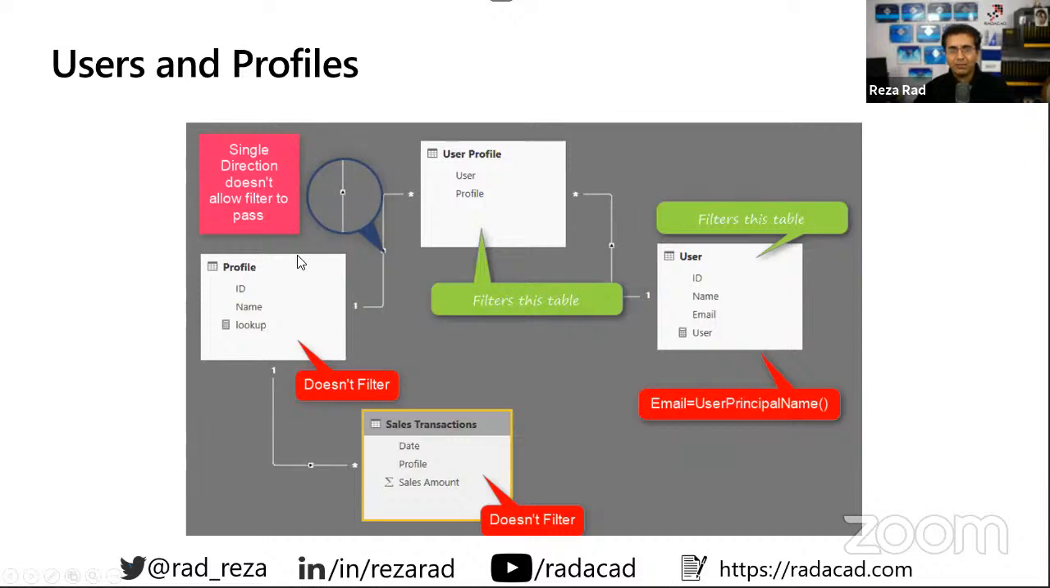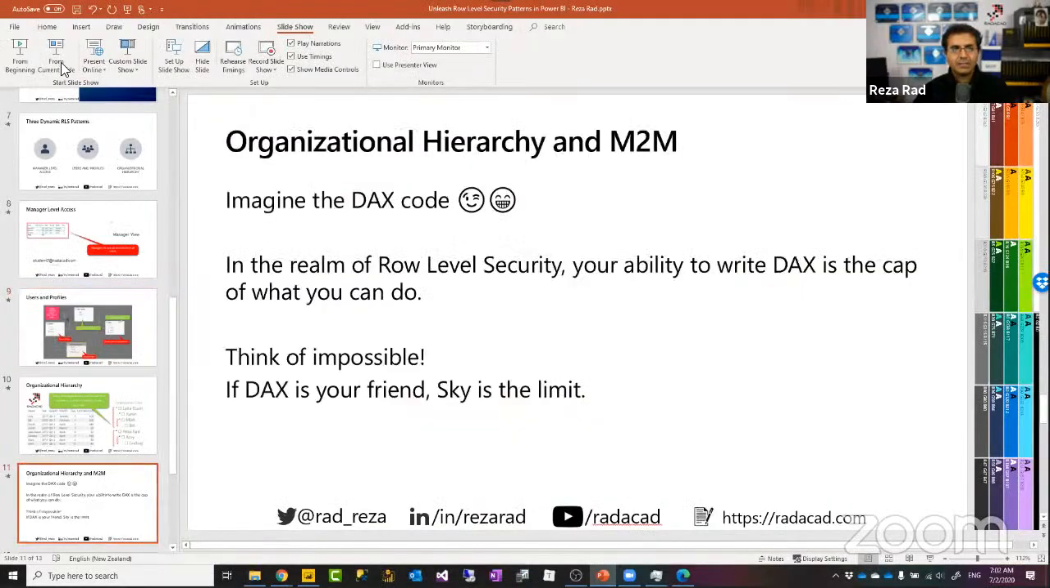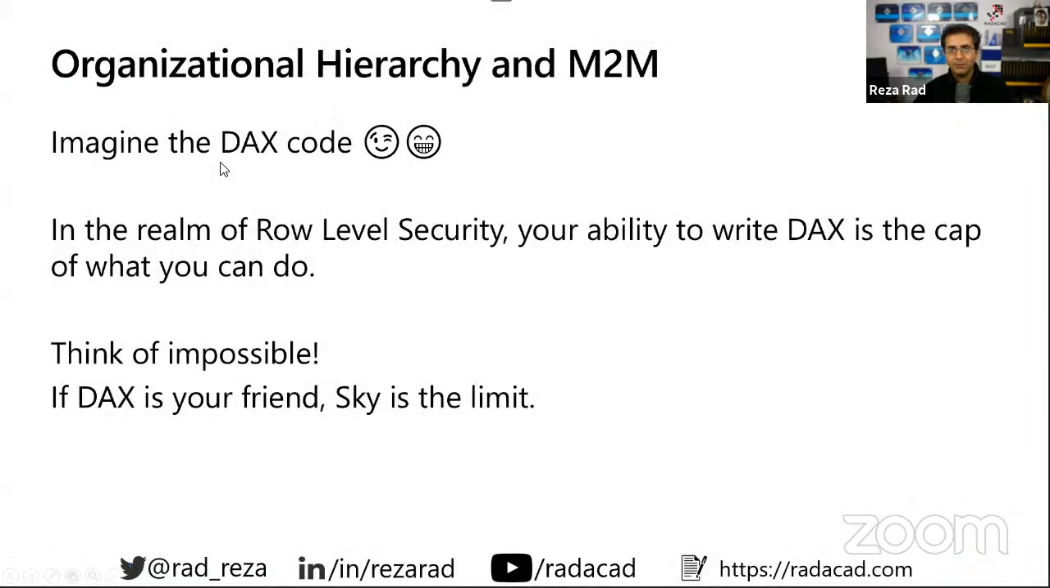I do recommend, however, filtering the profile table, and I have an example, a blog video about that, on how to do that. So without having a bi-directional relationship, this would work just fine. Or what if you have organizational hierarchy and many-to-many together, right? That would require a little bit longer DAX code, but everything is possible.